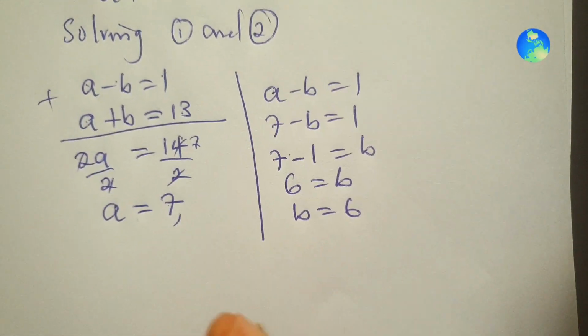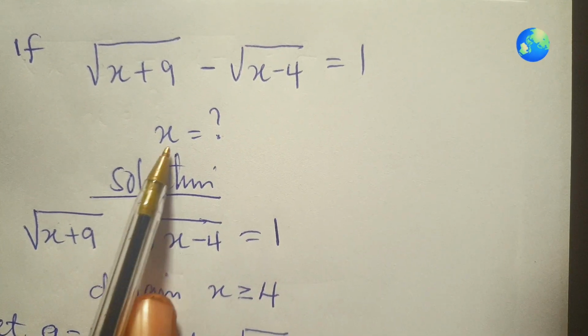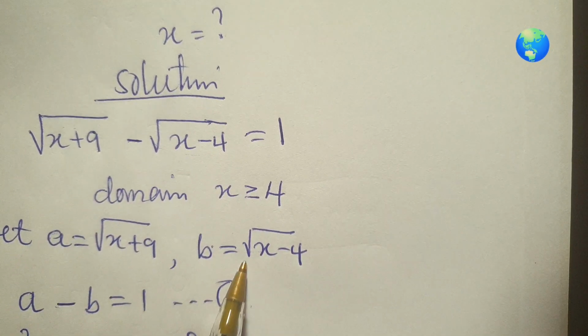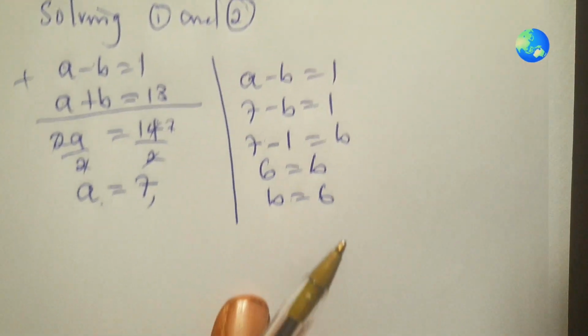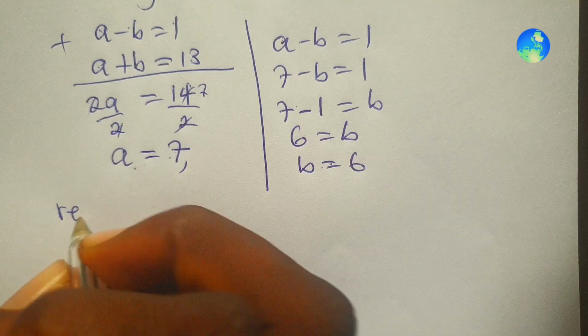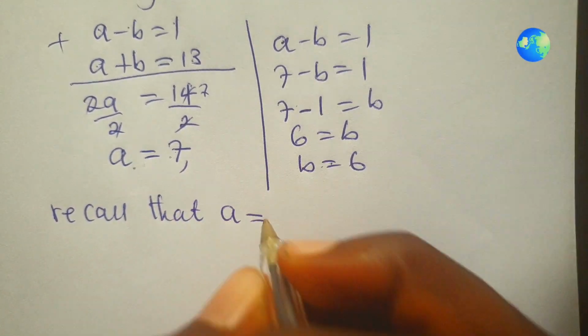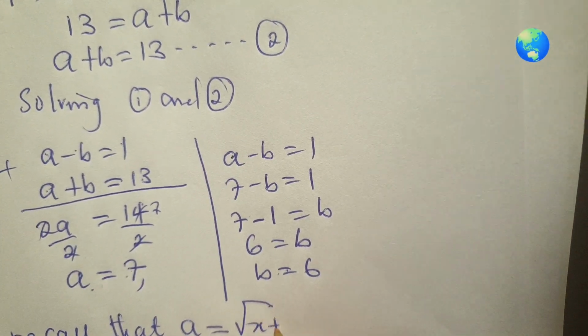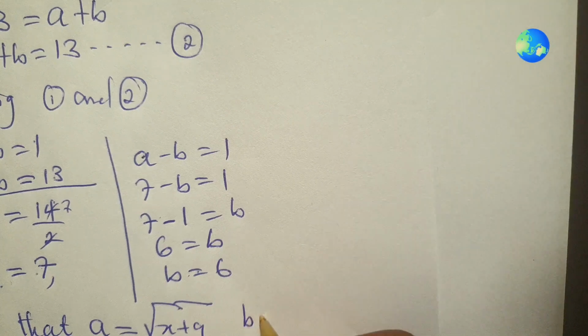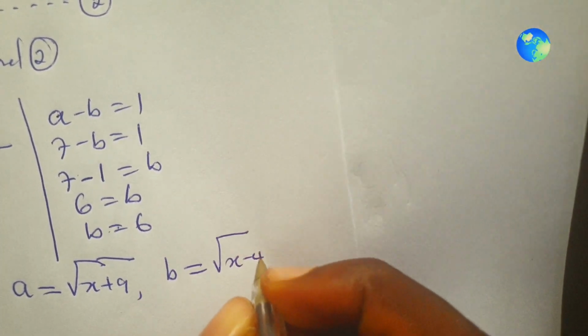Now we have the two solutions for a and b, but remember our question is in terms of x, right? We have to find x, and we said let a be this and b be this. So there's something I can actually do here. Recall that a is equal to the square root of x plus 9, and b is equal to the square root of x minus 4.